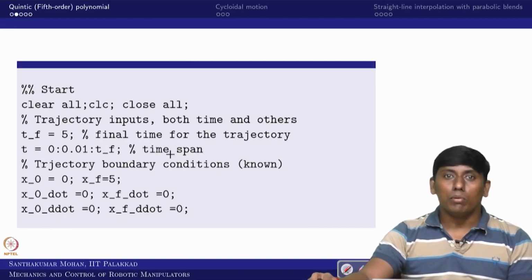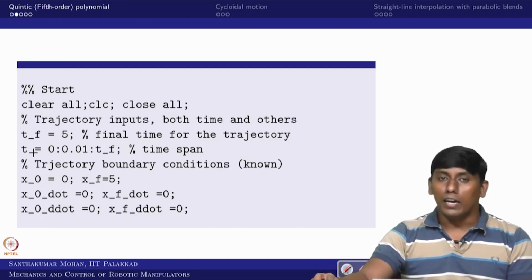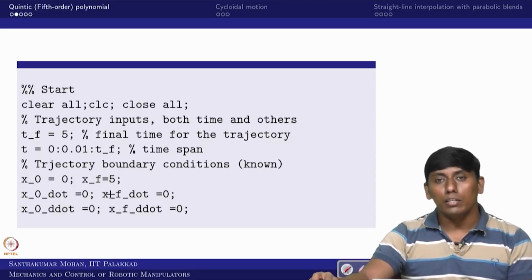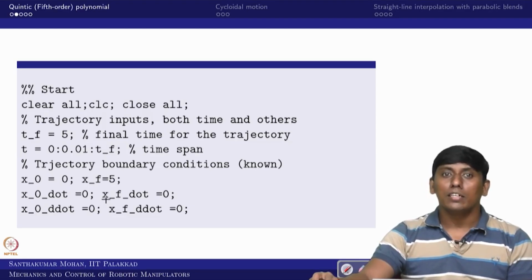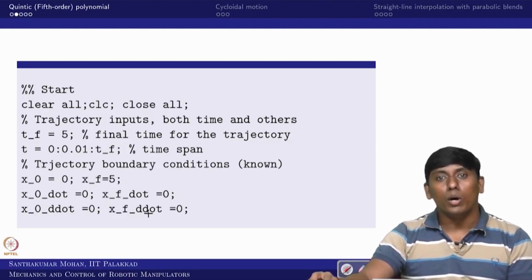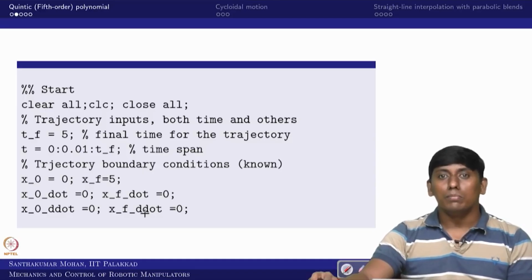You can see this is what we had taken for the cubic polynomial. We have taken Tf as 5 seconds, and t varies as a span from 0 to Tf. The initial position and final position, initial velocity and final velocity are known in the cubic polynomial. But in this case even the acceleration is also known. Here I have written d dot dot, which means double dot. These are also given.